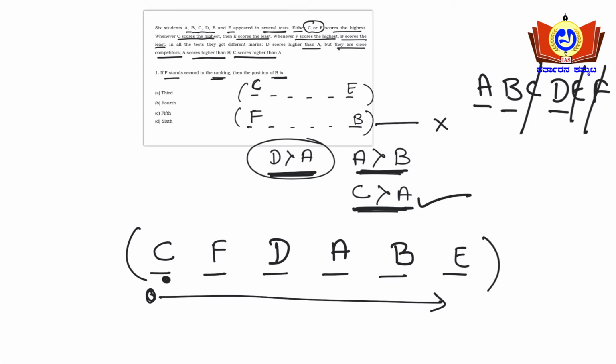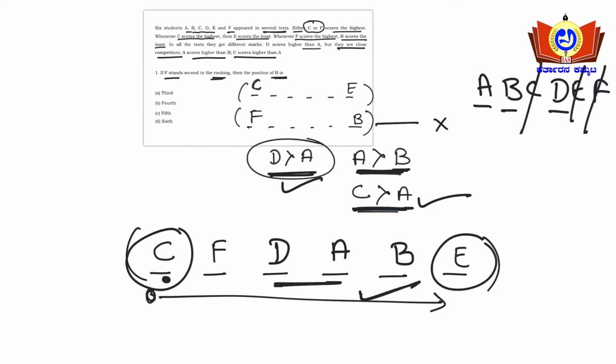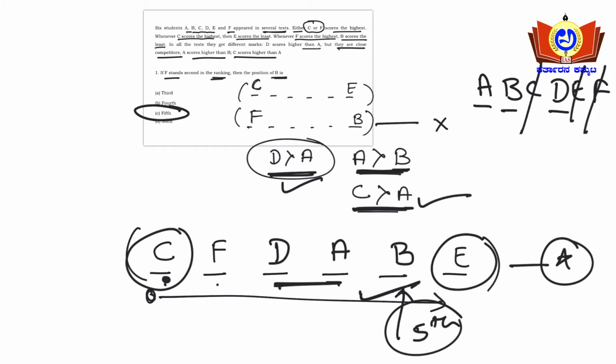This third condition got finished. D is greater than A, I got here, and A is greater than B, I got here. If C scores the highest, E will be in the last position. So if F stands in the second ranking, then the position of B is 1 2 3 4 5, the 5th position. So option C is the right answer, my dear friends. Moving on to the next question.